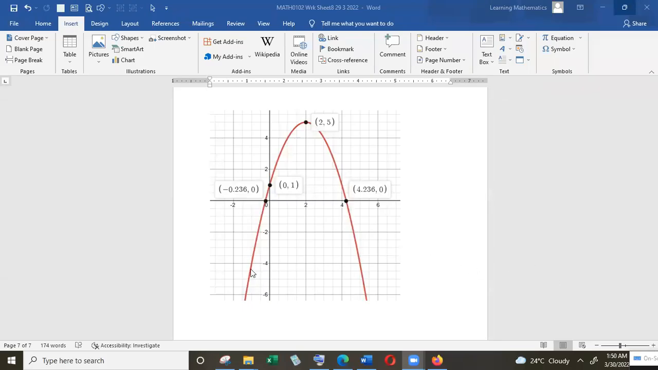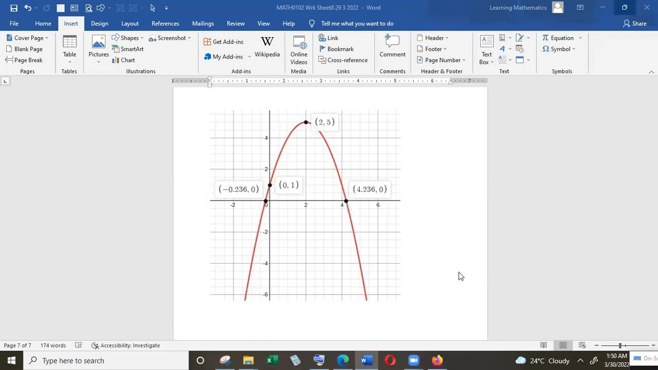So here you have the parabola, the parabolic shape. It's an n shape because x squared has the negative as a coefficient in front of it. So you get an n shape, okay, with the maximum point, the two roots, that's minus 0.236, 0, 4.236, 0, that's the roots, and the y-intercept 0, 1.